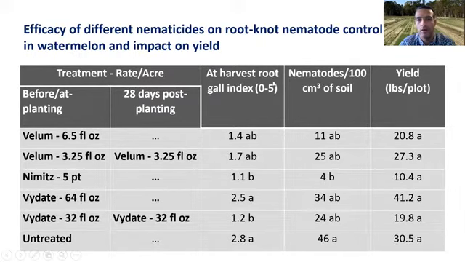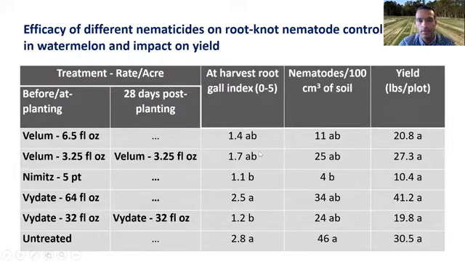If we look at the data for the gall index, again using a scale of 0 to 5, Nimitz had a lower gall index and nematode count compared to the other treatments. However, if you look at the yield data, the yield for the plot treated with Nimitz was significantly lower compared to the other treatments.